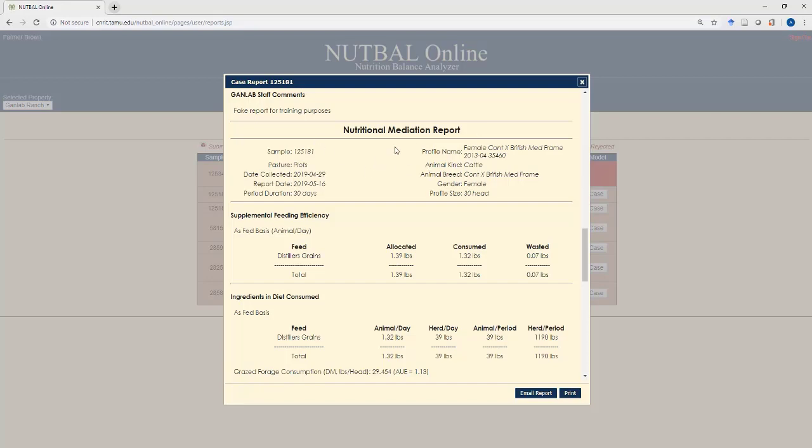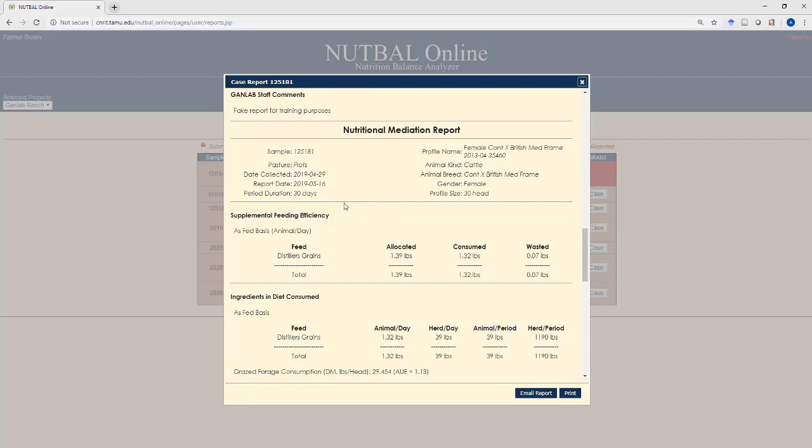And so this nutritional mediation report appears if you've entered that information and there's a nutritional deficiency for that animal profile. So you could see a nutritional mediation report if you have more than one profile. You might see them for all of them. You might see it for just the one that has the nutritional deficiency.